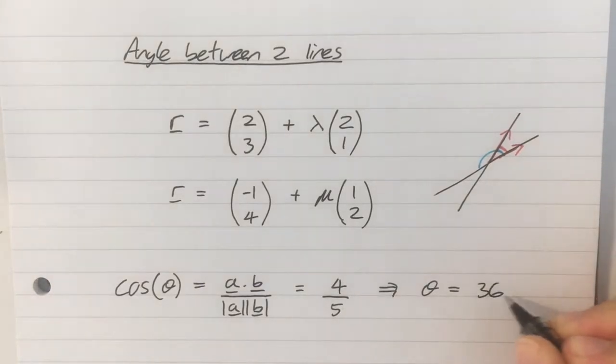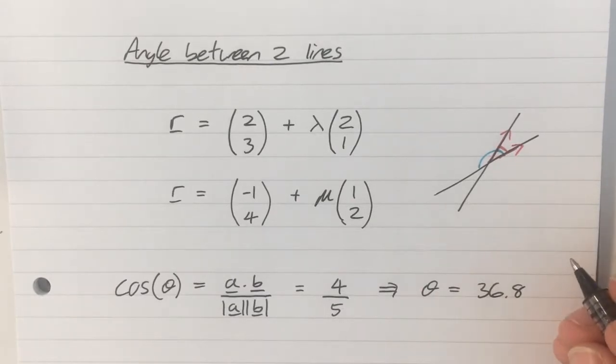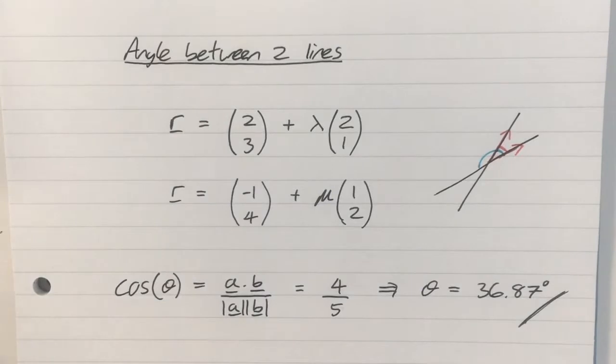Thank you. 36.87 was it? Yeah. Lovely. Assuming that's degrees, not radians. So it's already acute, so that's fine. I can tell it's acute because that's positive. Brilliant. There we go. So that's the angle between those two vectors.